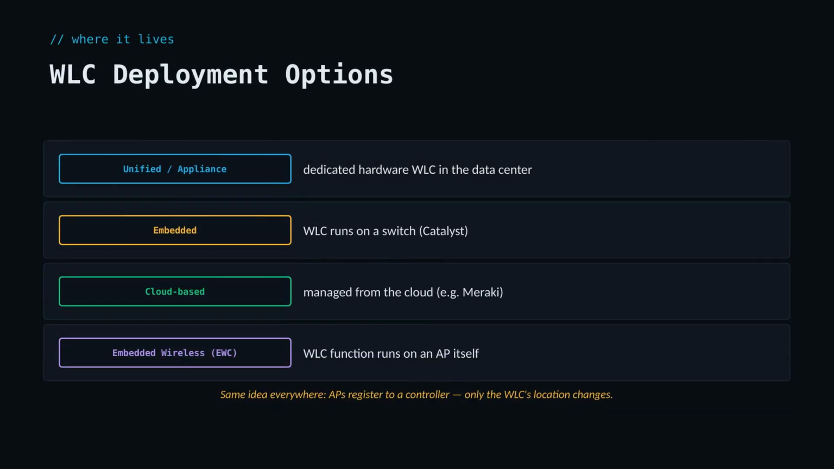Now, that brain doesn't have to live in just one place. The classic option is a unified appliance, dedicated hardware sitting in your data center, but you can also run the controller embedded on a Catalyst switch or hand it off entirely to the cloud with something like Meraki. And in smaller deployments, the WLC function can even run on an access point itself. That's Embedded Wireless Controller, or EWC. The pattern stays identical everywhere. APs register to a controller. Only the controller's address on the map changes.